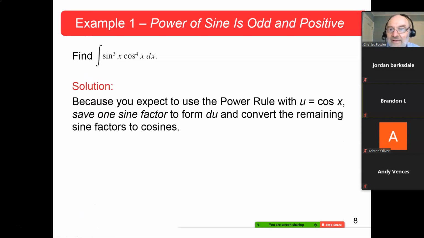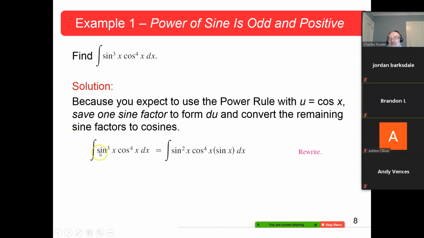Because you expect to use the power rule with u equal to cosine x, why did we expect that? Because the derivative of cosine is sine, and you have an odd number of sines. So that's why you made that choice there. Save one sine factor to form your du, because if u is equal to cosine x, du is going to be minus sine x dx. So keep one of your sine x to go with your dx. Convert the remaining sines to cosines. Well, you only had sine squared left. Sine squared is 1 minus cosine squared. So that was easy to do.